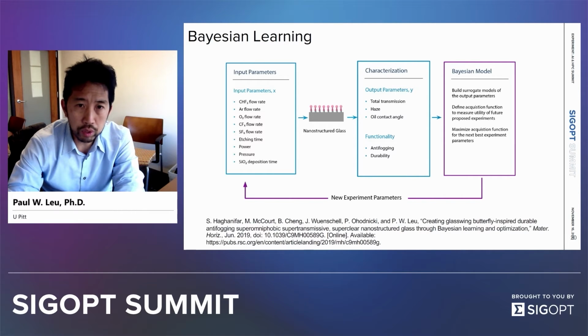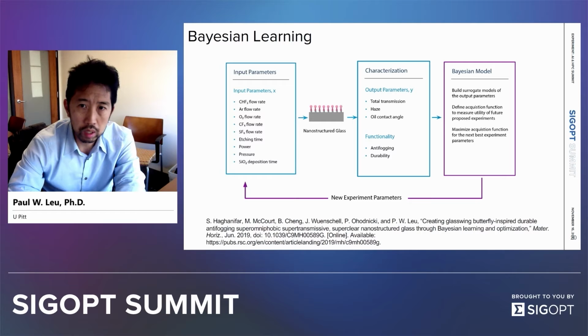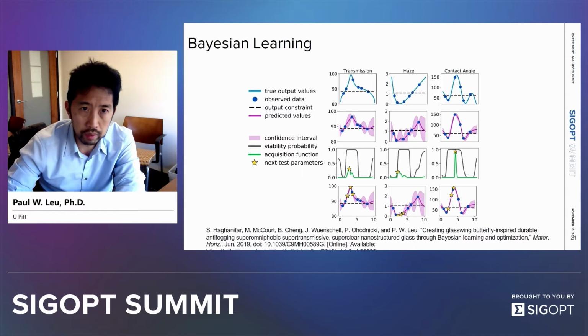The three parameters that we're trying to optimize in this case: we're trying to maximize the transmission, we're trying to minimize the haze, the amount of light that's scattered, and we're also trying to provide for a high oil contact angle. So we use Bayesian optimization to build a model using Gaussian processes, and then use this to create an acquisition function for where we should perform additional experiments and iterate.